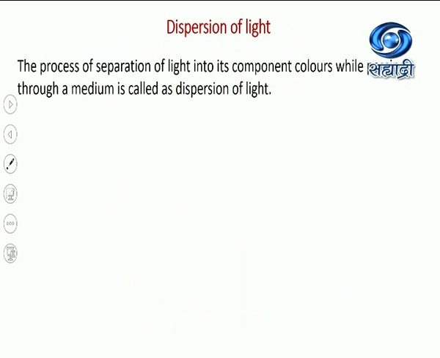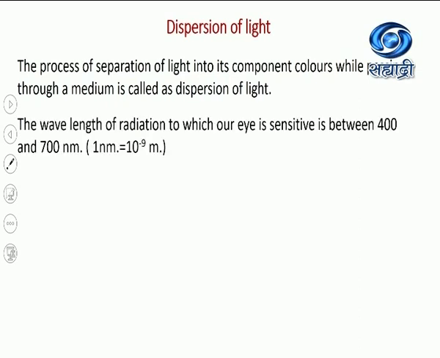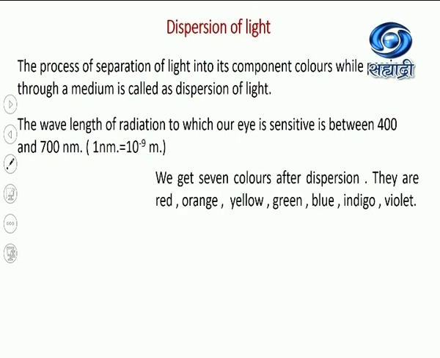So the process of separation of light into its component colors while passing through a medium is called dispersion of light. Sir Isaac Newton was the first person to use a glass prism to obtain the sun's spectrum. The wavelength of radiation to which our eye is sensitive is between 400 and 700 nanometers. 1 nanometer is equal to 10 raised to minus 9 meters. We get 7 colors after dispersion.